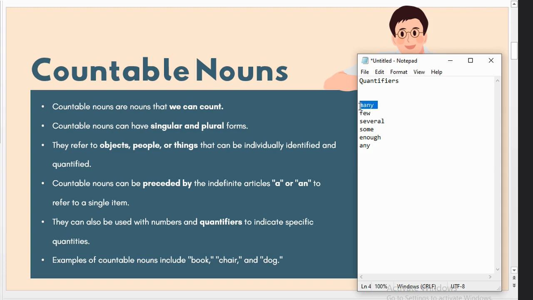Then you can say many apples. Okay, these are the words and quantifiers which can be used with countable nouns to identify that the words can be counted, only these words come with countable nouns. Examples of countable nouns include book, chair, and dog. So these are countable nouns which can be counted easily.